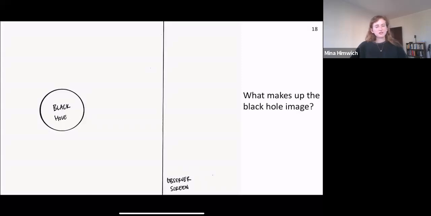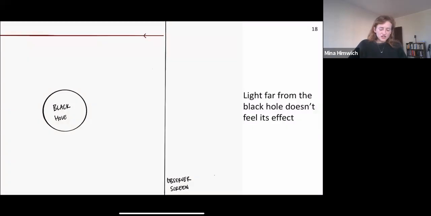So to think about the black hole image, it's useful first to think about, instead of light coming from around the black hole toward us, shooting light backward from us into the geometry around the black hole. So here we're viewing the observer screen and the black hole from the side. And we can imagine shooting some light ray back. If we shoot it back very far away from the black hole, the light doesn't really feel any effect and travels basically in a straight line.